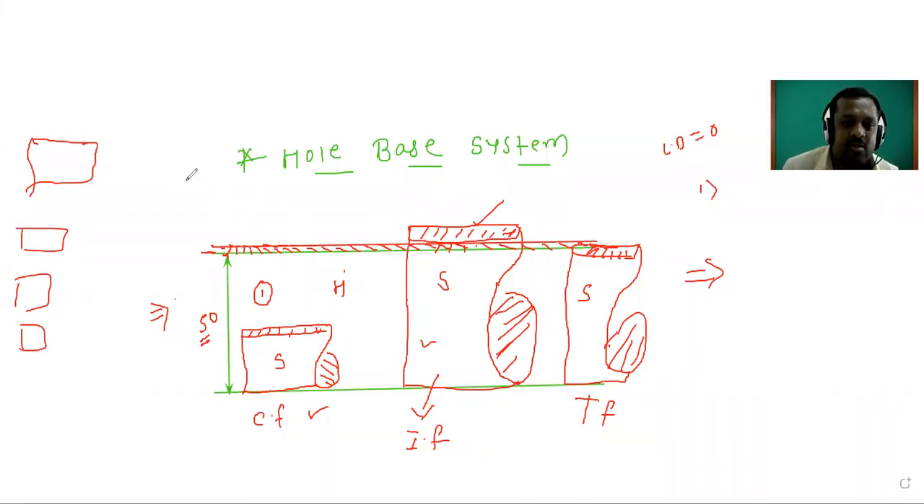This system is called the hole basis system. Okay, understood? This is called the hole basis system. Clear? Clear to all?